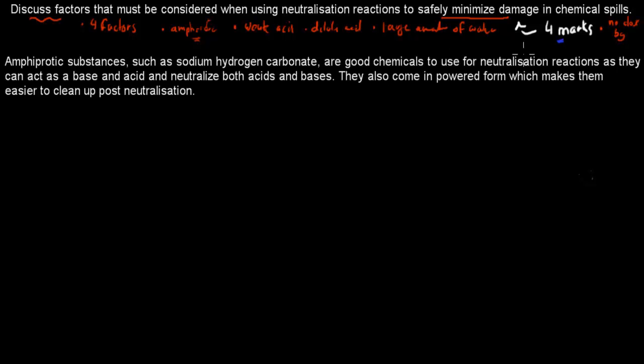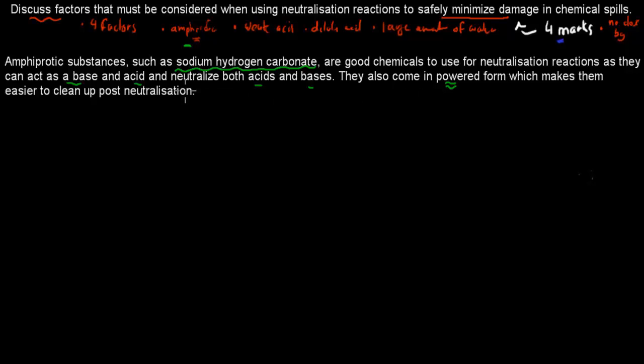So first I talked about the amphoteric species, so this is this one here. Amphoteric substances such as sodium hydrogen carbonate, this was the example. That's generally a good one to remember. Are good chemicals to use for neutralization reactions, as they can act as a base and as an acid, and neutralize both acids and bases. They also come in powder form, which makes them easy to clean up post-neutralization. So I guess this is another safety thing. If you use powdered, that means they're quite easy to clean up. Less chance of spilling something on your actual hands or whatever else.